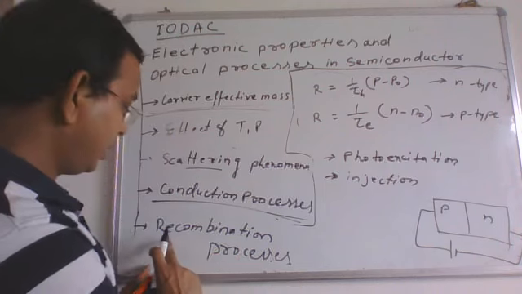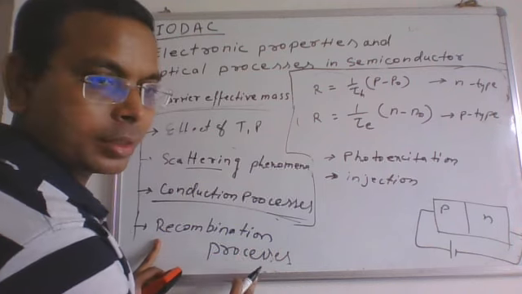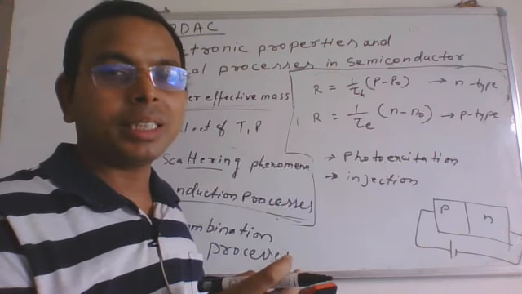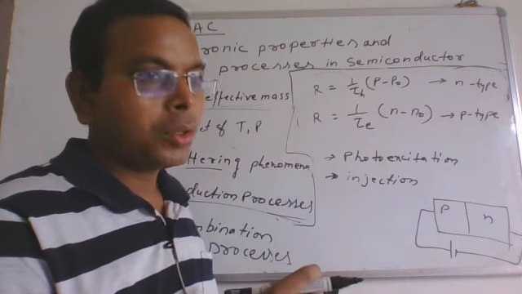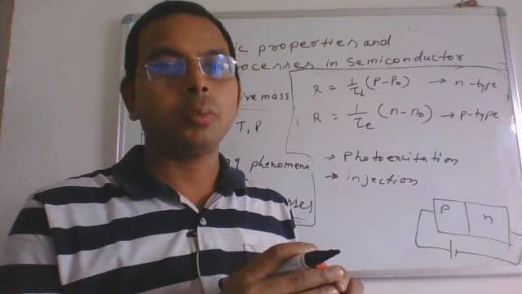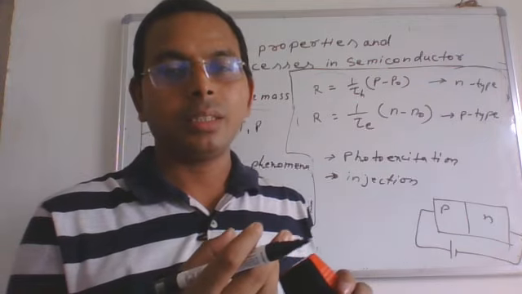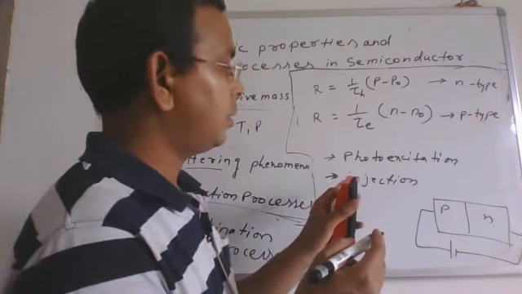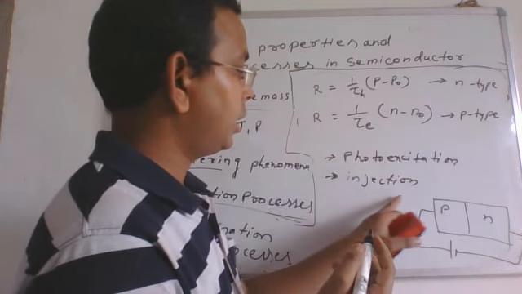So the next topic is recombination processes. Whenever there is an excess of minority carriers in a semiconductor, there will be electron-hole recombination. Because majority carriers do not change too much, the change can be seen in the minority carriers, which can be increased because of photoexcitation or injection effect.